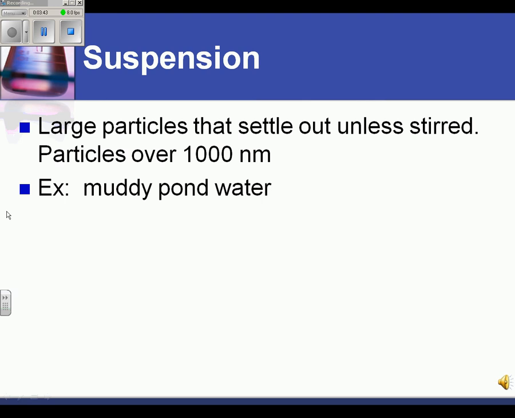A suspension is a type of heterogeneous mixture. It has large particles that settle out unless stirred. The particles are really huge, and so those are going to be over 1,000 nanometers. And it's basically just too heavy for the solvent to hold, and so they settle out over time. The classic example for this is muddy pond water. Muddy pond water looks like a solution, and then you let it sit, and all the mud falls to the bottom of the solution.